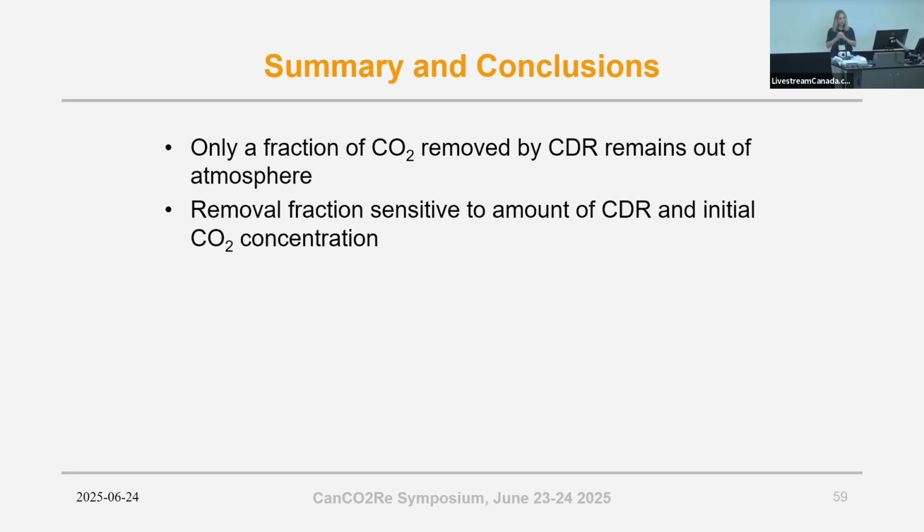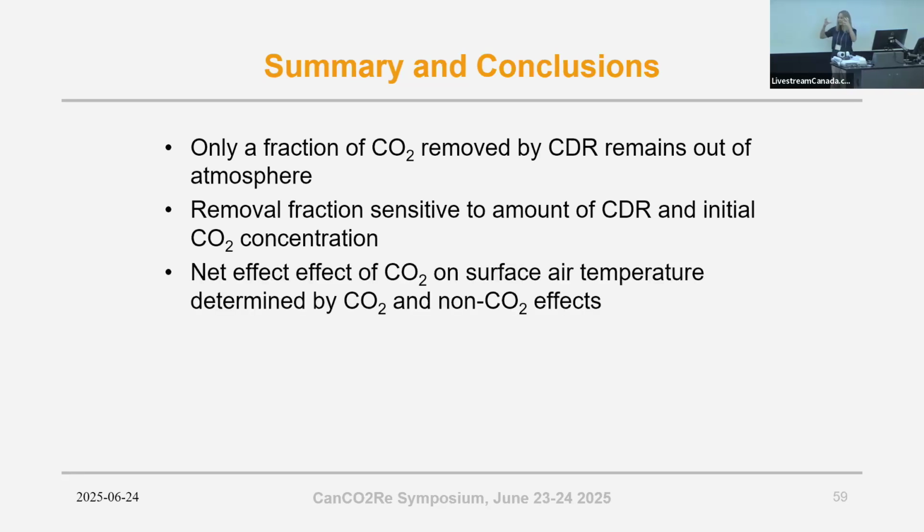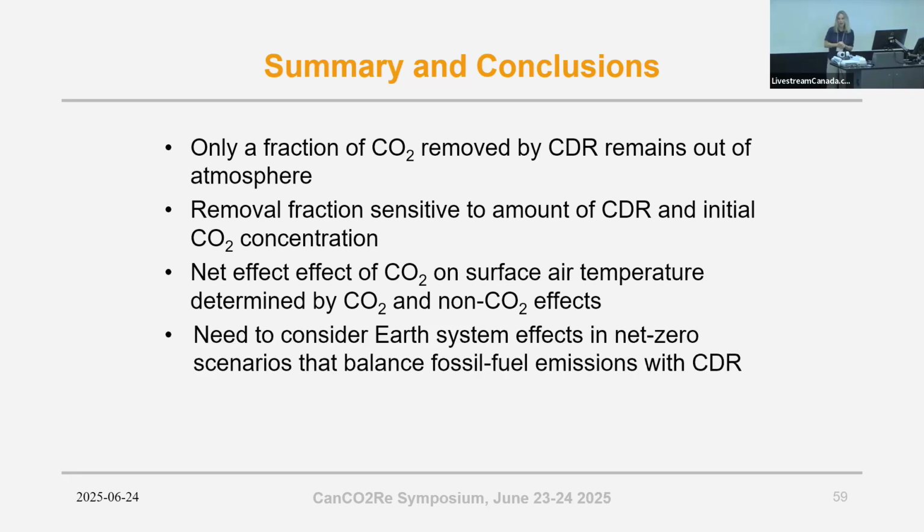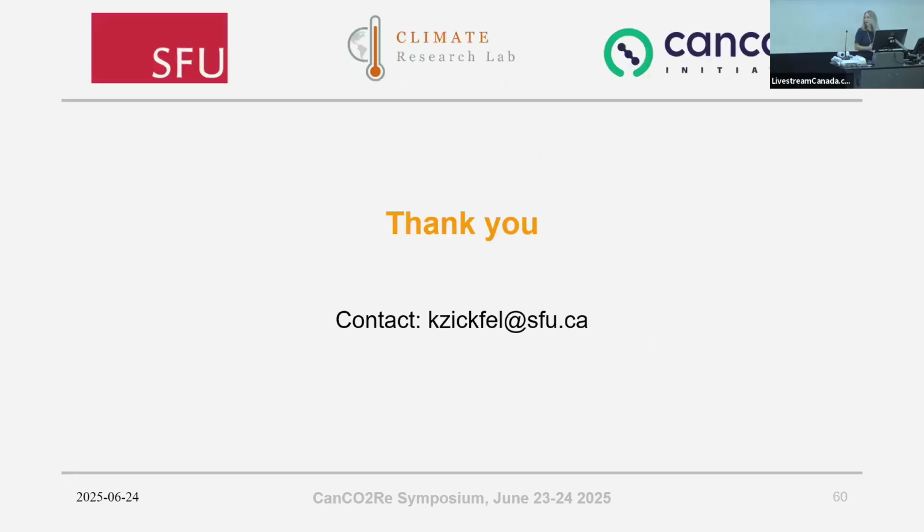Then the amount of carbon dioxide that remains out of the atmosphere, which I introduced as this measure of effectiveness, is slightly sensitive to how much we remove, but is more strongly sensitive to the state from which we remove the carbon. The net effect of removal on surface air temperature is not only determined by the CO2 that we remove, but also by these non-CO2 effects. And this is why we need to consider these Earth system effects in net zero scenarios that balance additional emissions with CDR. So I leave it here, and I'm happy to answer any questions or move to the discussion.